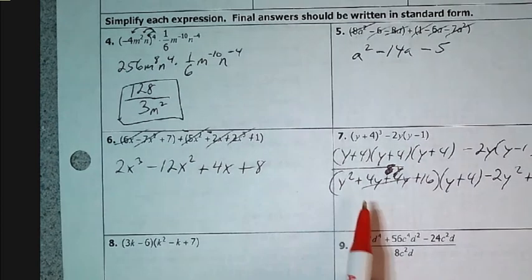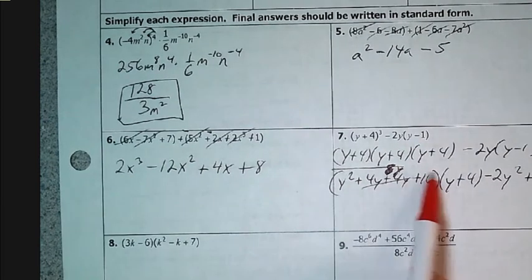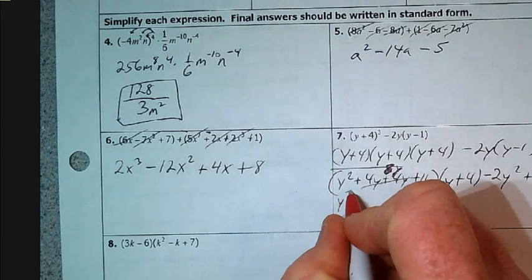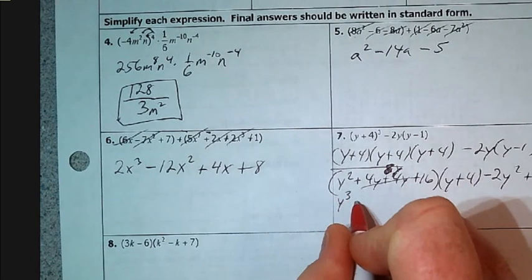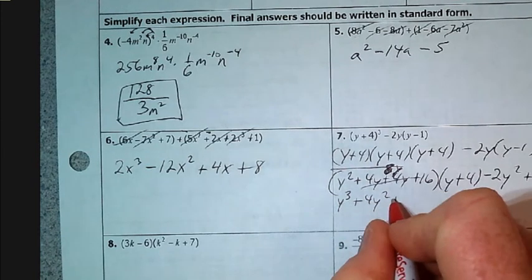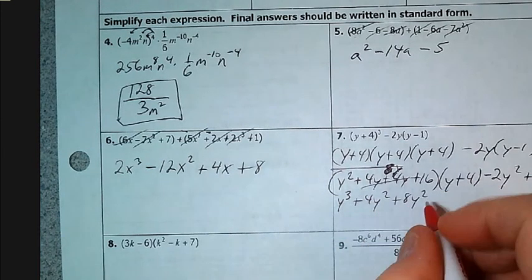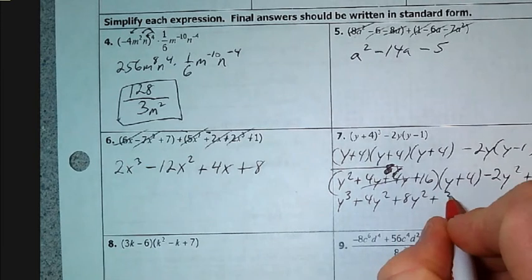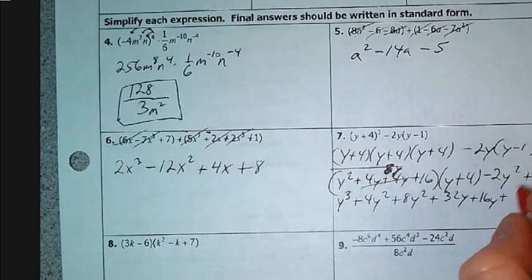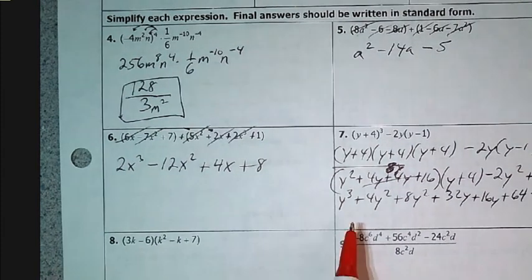Now, we have to distribute. So that we're going to have y cubed plus 4y squared, and then plus 8y squared plus 32y plus 16y plus 64 minus 2y squared plus 2y. It's long, it's ugly, but it's not hard, it's just tedious.